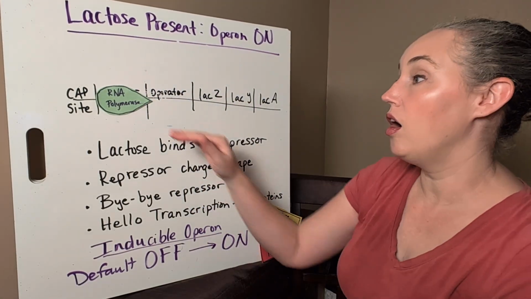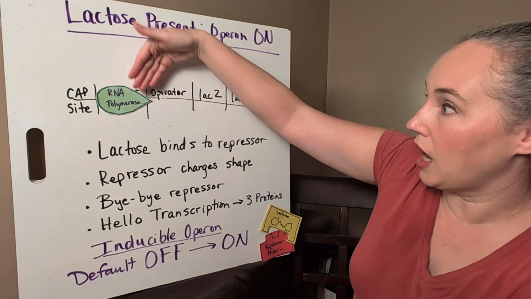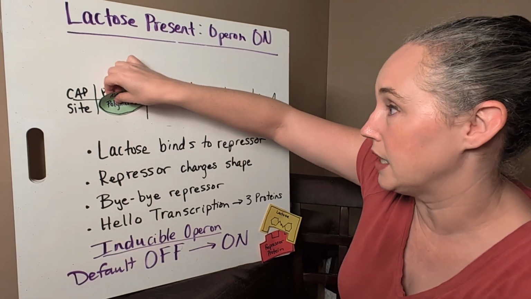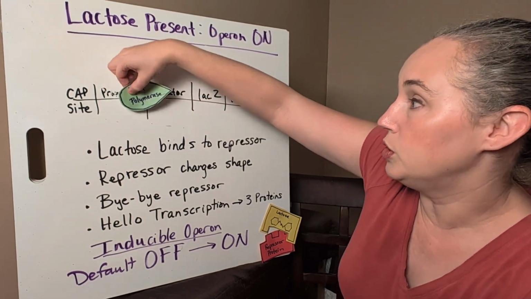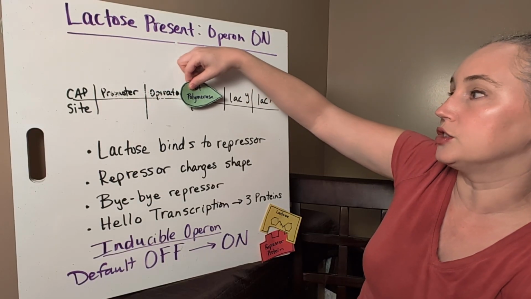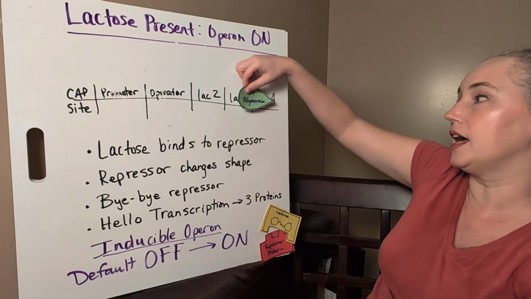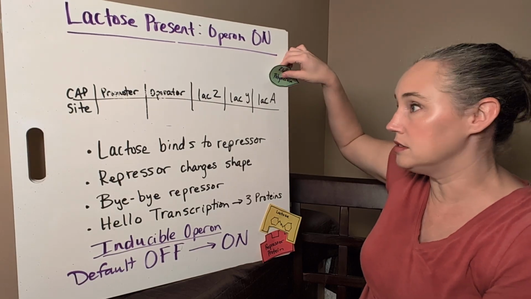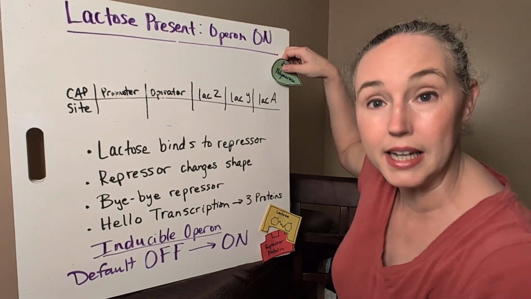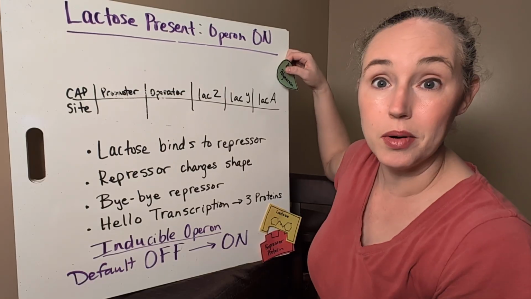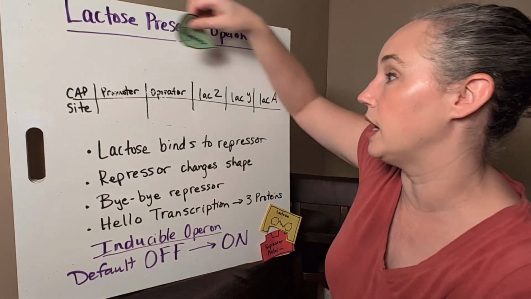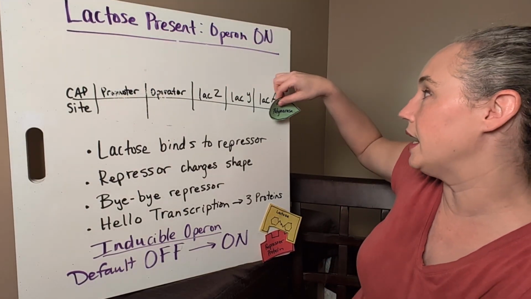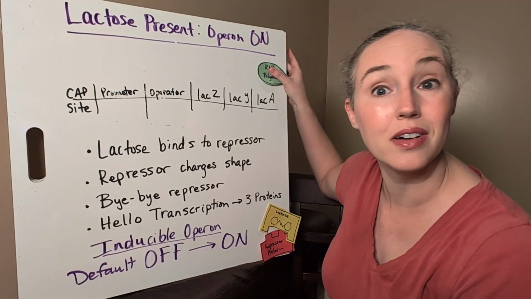Now, RNA polymerase is no longer blocked and it's free to move along the DNA strand and transcribe the lacZ, lacY, and lacA genes into mRNA. And usually it'll just keep going as long as it's needed.